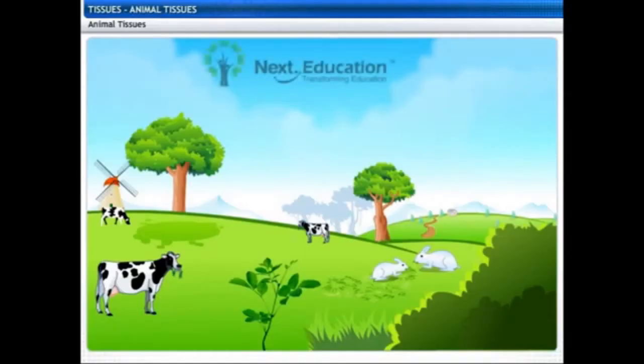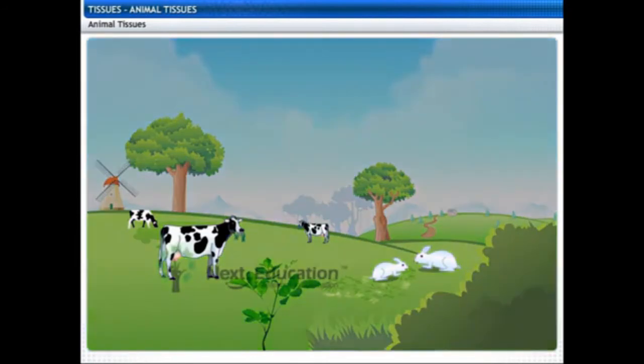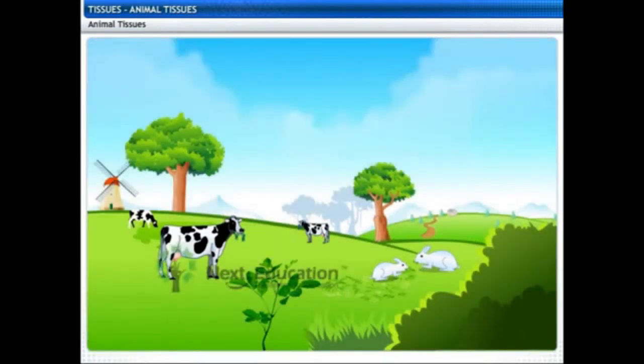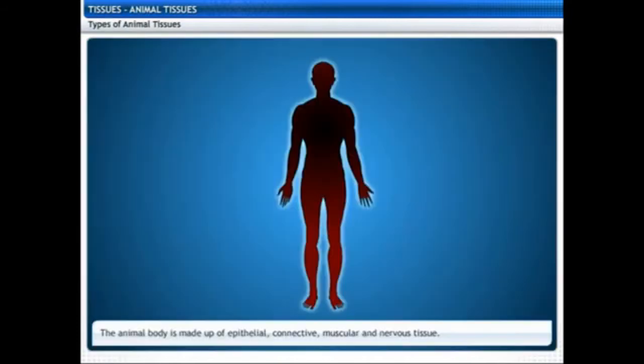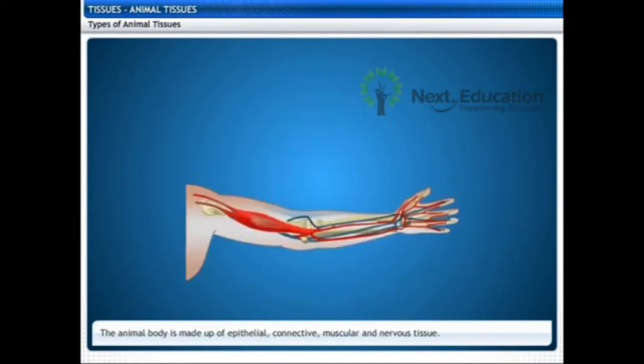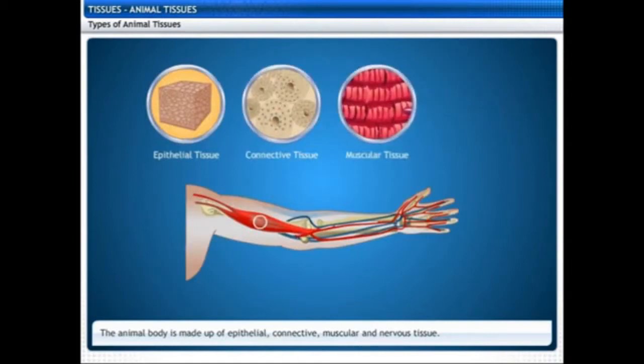Animals move around in search of food, shelter, and mates. They consume more energy compared to plants. So, unlike plants, most animal tissues are living tissues. The animal body is made up of different types of tissues: epithelial tissue, connective tissue, muscular tissue, and nervous tissue.